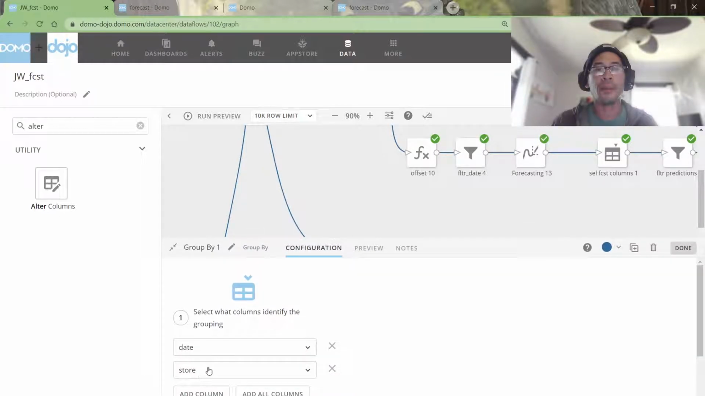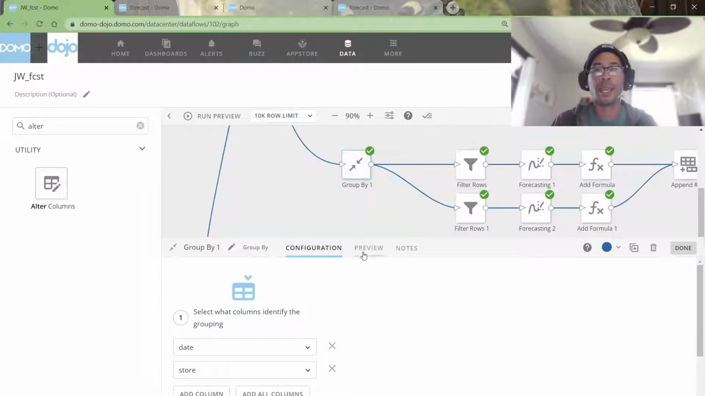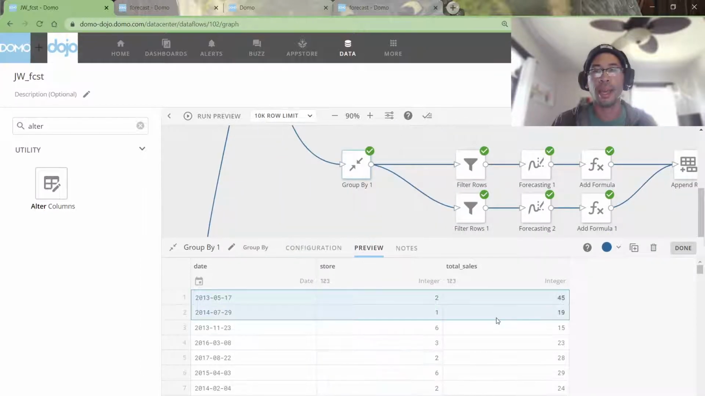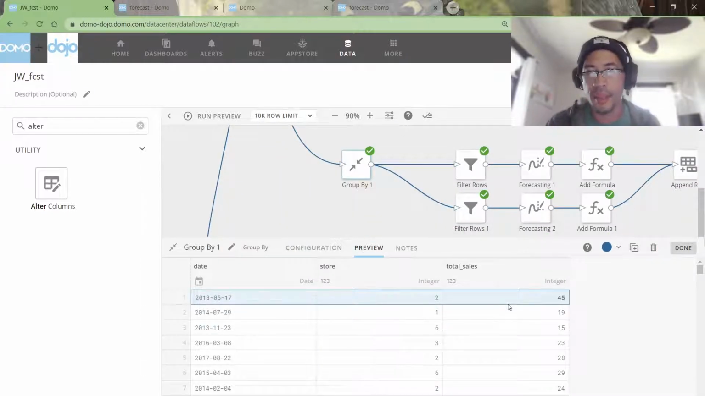So here, I've done my group by clause. I want one row per date and store. I can see that on the 17th in store 2, I expect to have a total sale of 45. I can't just pass this into my forecast tile, because my forecast tile expects one row per date.